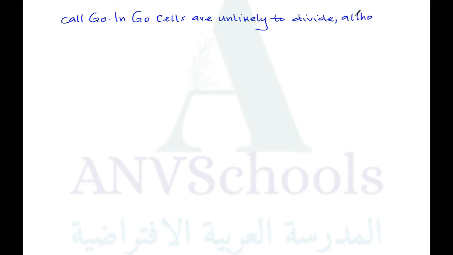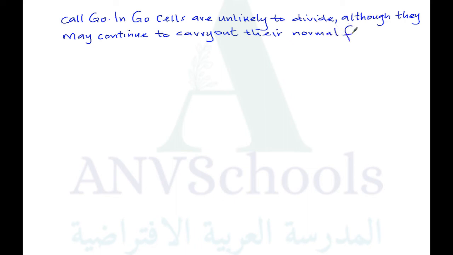So they will be carrying out their normal function, but they will be unlikely to divide. That is why we say they have entered a G0 phase.